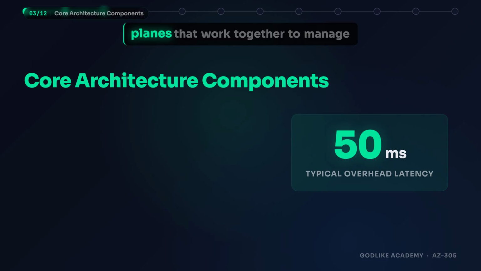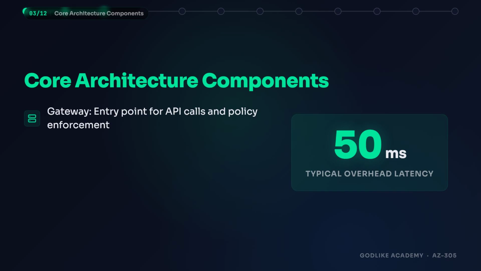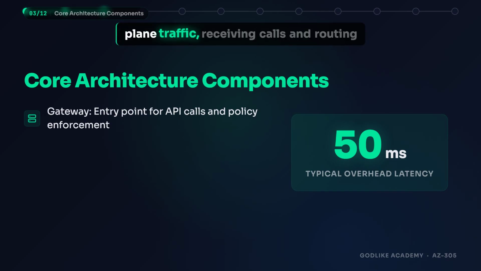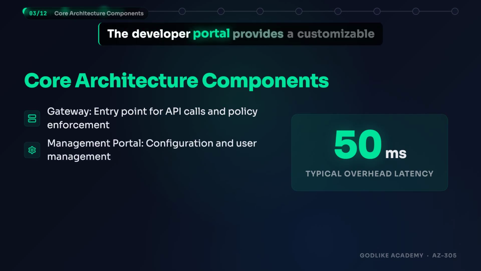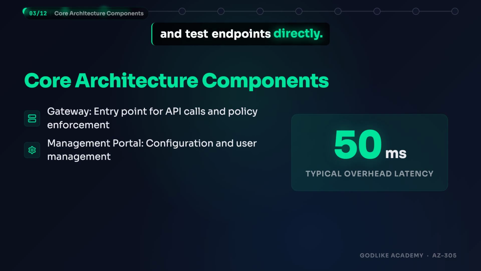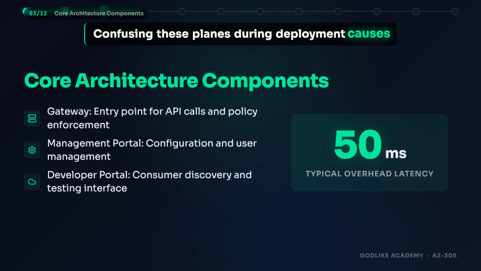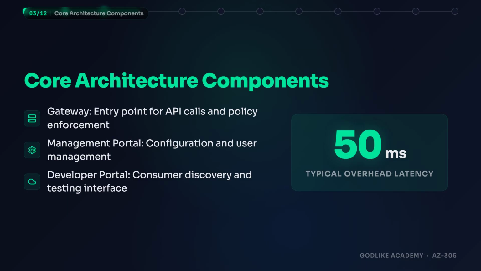APIM is built on 3 distinct planes that work together to manage your APIs efficiently. The gateway handles the actual data plane traffic, receiving calls and routing them to backends while enforcing policies. The management plane lives in the Azure portal, where you define the API surface and configure settings using PowerShell or CLI commands. The developer portal provides a customizable website for consumers to discover APIs and test endpoints directly. This architecture allows APIM to handle millions of requests per second with sub-50 ms overhead. Confusing these planes during deployment causes routing failures and breaks your security boundaries.